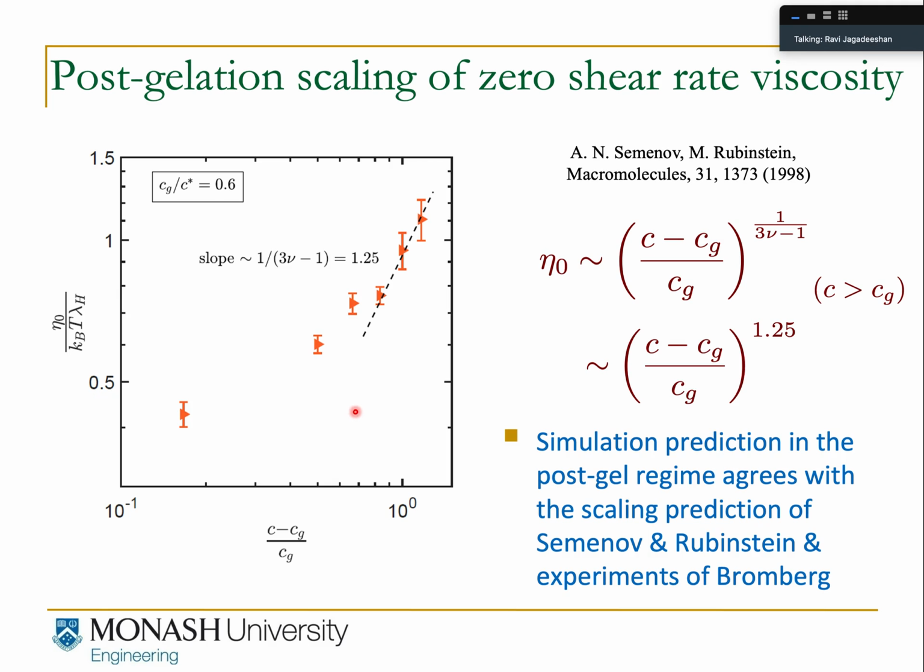And finally, this is my last slide, plotting the zero shear rate viscosity now, instead of versus C over C star, but versus concentration as a measure of distance from the gelation point, where we've assumed that the gel transition actually happens around 0.6, which is the free chain concentration maximum. And we noticed that with increasing distance in the post-gel regime, we seem to be getting a power law scaling of around 1.25, which in fact agrees with the prediction of Semenov and Rubinstein scaling theory for the post-gel regime. And also agrees with the experiments of Bromberg that I had shown you earlier on in the slides.